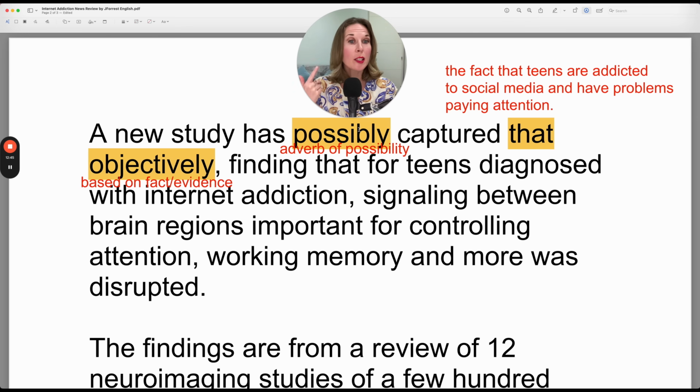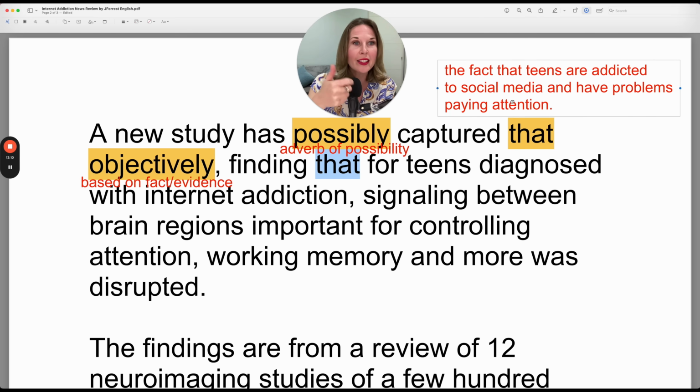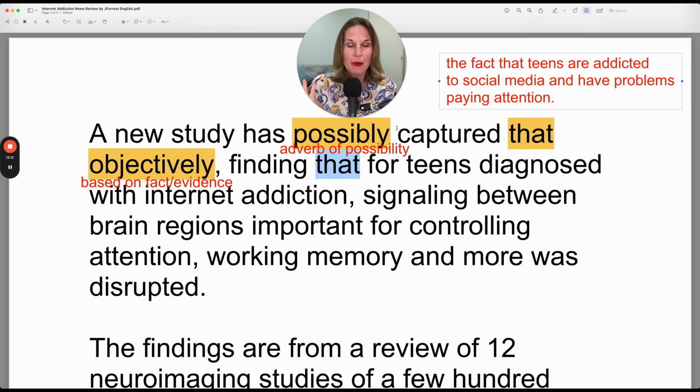A new study has possibly captured that objectively, finding that for teens diagnosed with internet addiction, signaling between brain regions important for controlling attention, working memory, and more was disrupted. Okay, so finding, in this case, that is optional. It doesn't represent anything. So sometimes the word that can represent a lot of information, and other times it's literally meaningless and can be omitted.